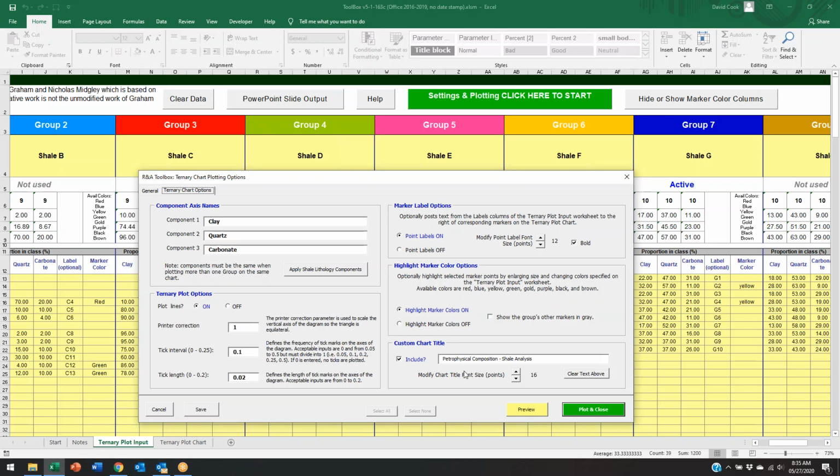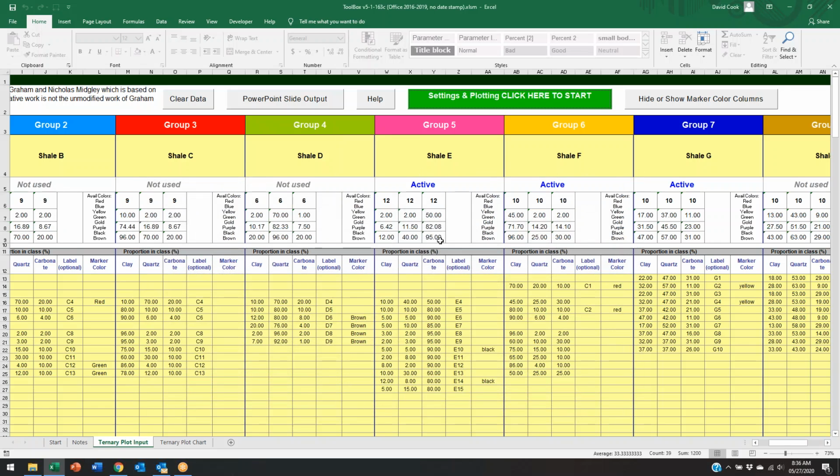In this particular example, we're doing petrophysical composition associated with the shales, and we have identified the three different components. The numeric values captured over here in the three numeric input columns represent the proportion of different samples within the group that is being investigated. What proportion is clay versus quartz versus carbonate.